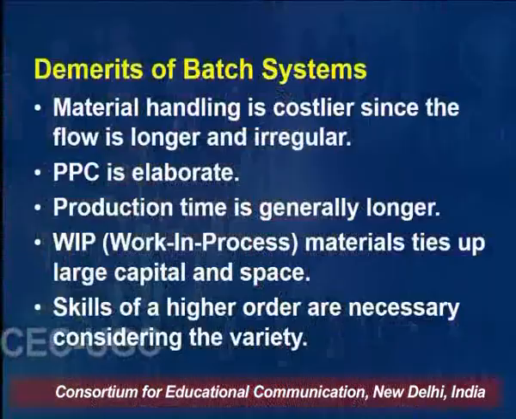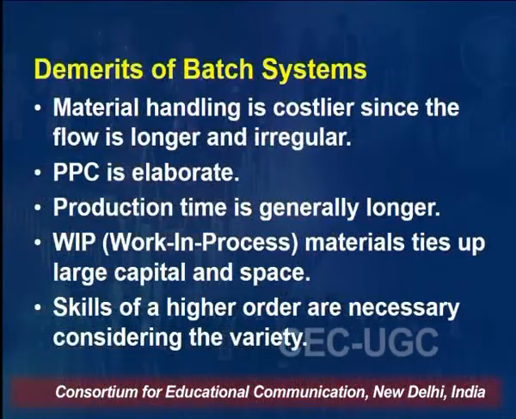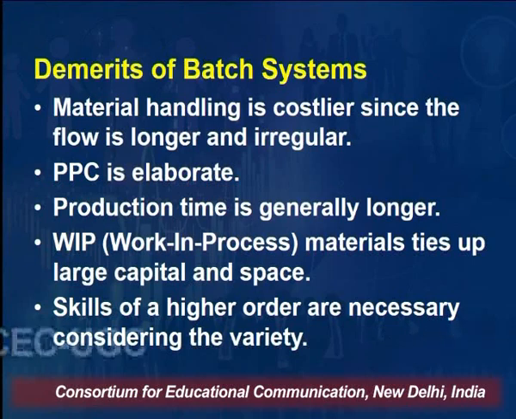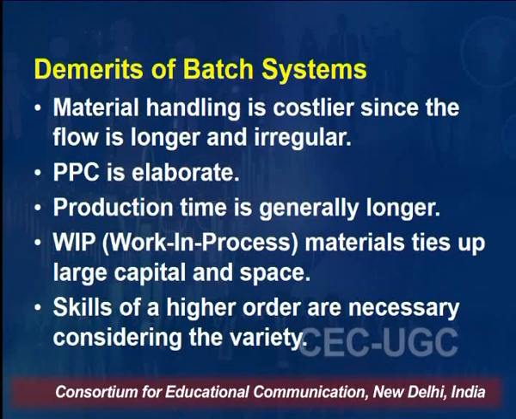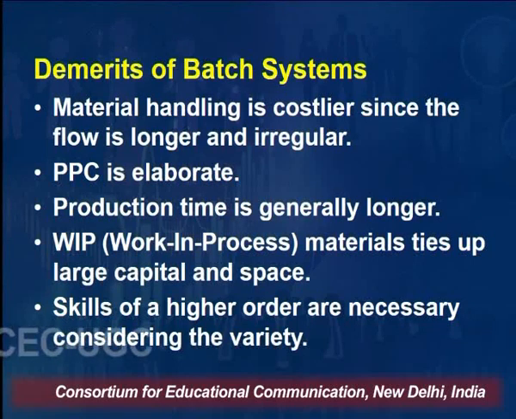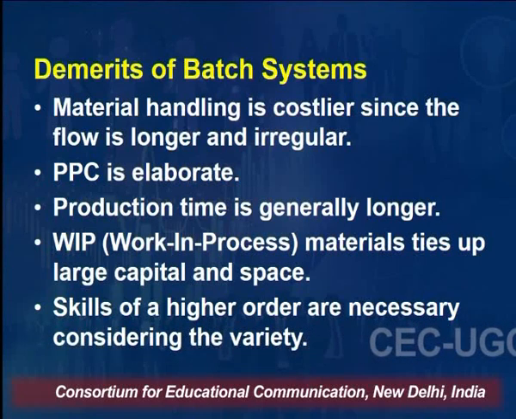What are the demerits of batch systems? Demerits are material handling is costlier since the flow is longer and irregular. Production planning and control, PPC, is elaborate. Production time is generally longer. WIP, work in process materials, ties up large capital and space. Skills of a higher order are necessary considering the variety. So, whatever were the merits of continuous process systems becomes the demerits of a batch system.